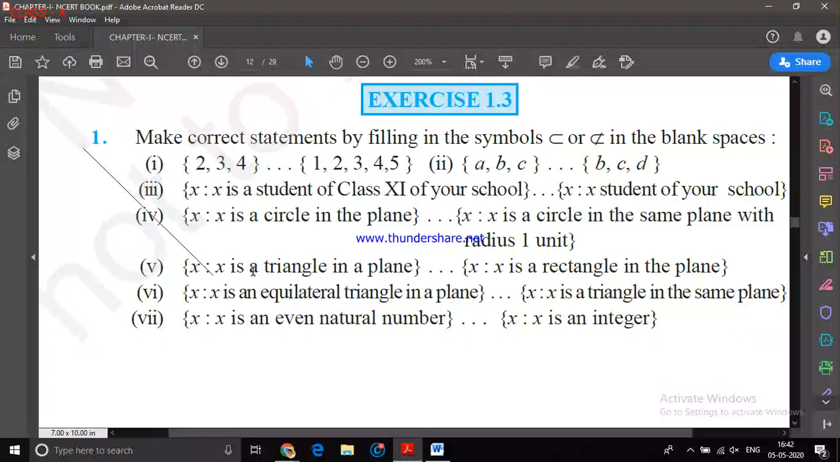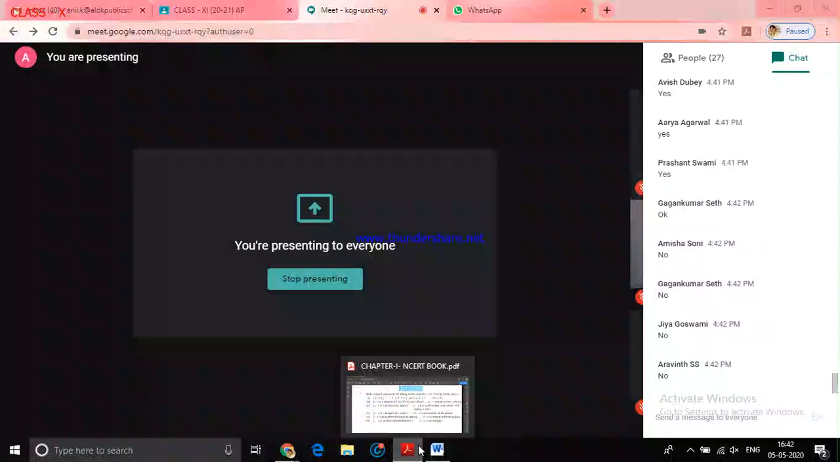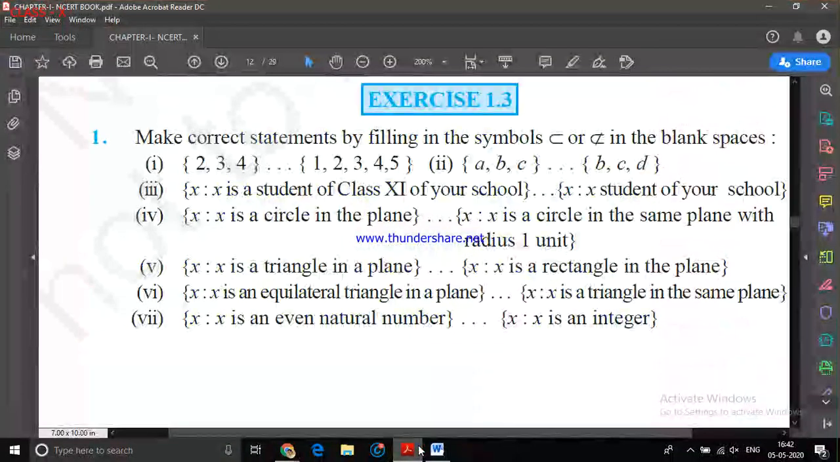Next one, X such that X is a triangle in a plane. Next, X is a rectangle in the plane. What do you say? Is it a subset? No, it's not a subset because they are two different categories. One is talking about triangles and another is talking about rectangles. So you cannot compare subsets between two different categories. It has to be the same category.